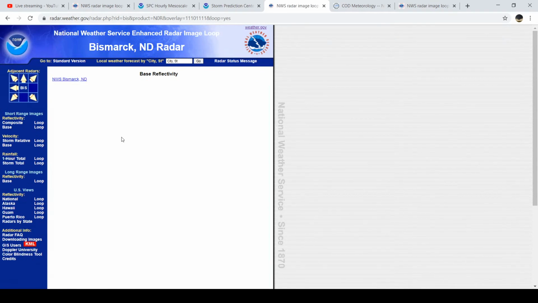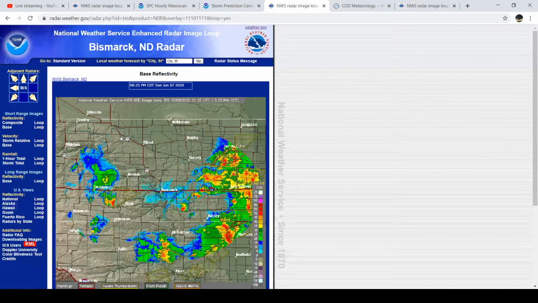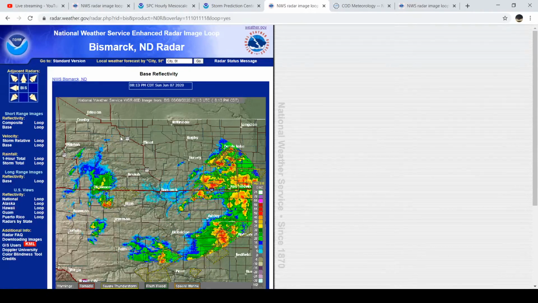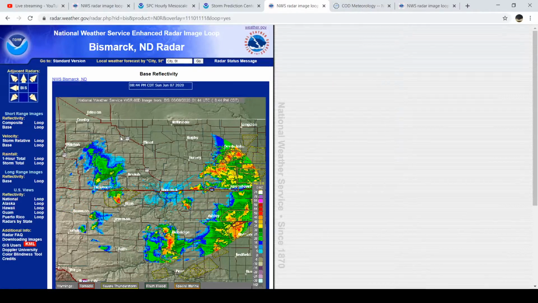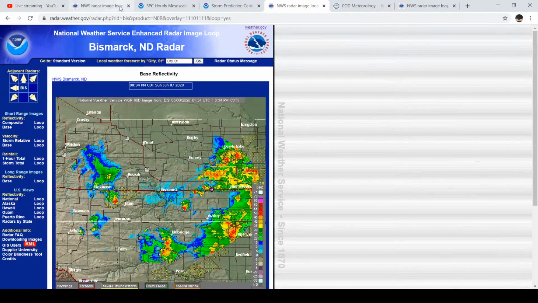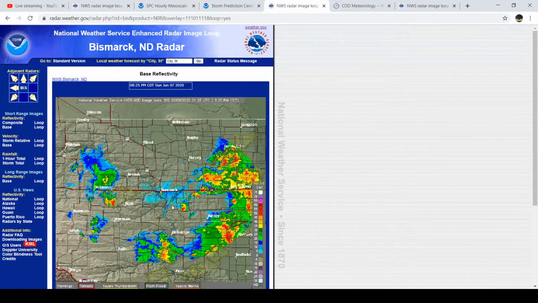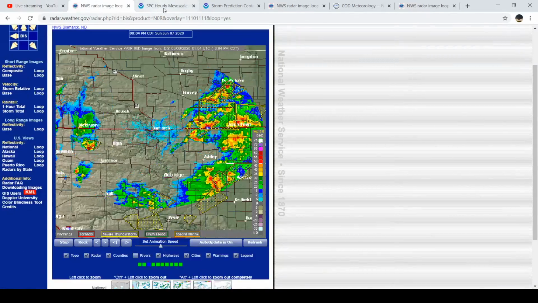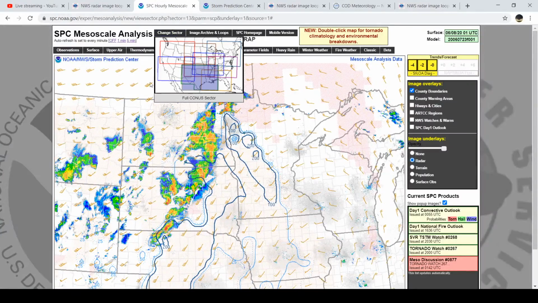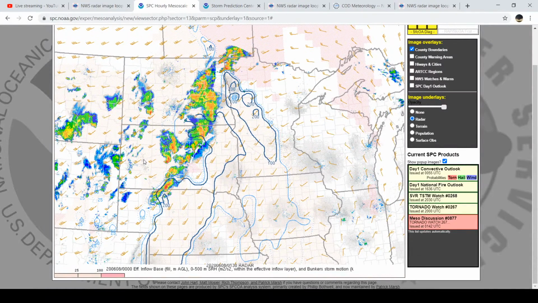How is my storm doing over here? We will find out. Oh no. Doesn't look too good. Not very promising anyways. So what's happening? Why is it not doing anything?